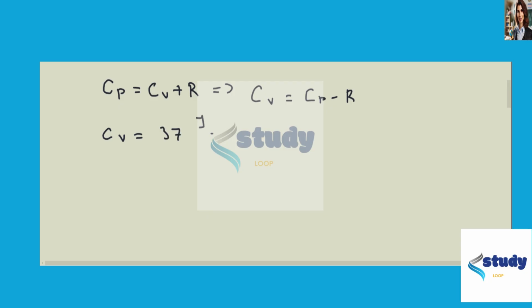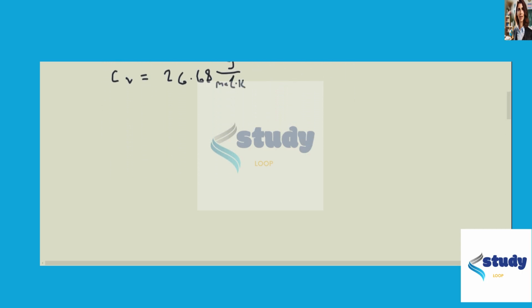So Cv will be equal to 37 joules per mole Kelvin minus 8.314, also joules per mole Kelvin. Finally, Cv equals 26.78 joules per mole Kelvin. And now we need to evaluate the ratio, which is the final answer for this part of the problem. So gamma equals Cp over Cv.